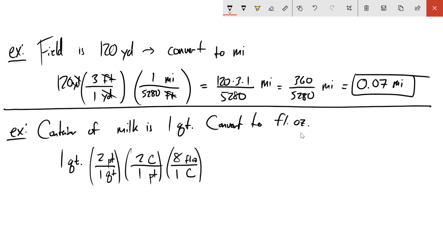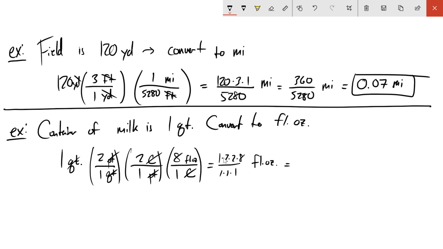So you can go multiple steps within one conversion. We can see quarts cancel out in your first multiplication, pints cancel out in your second multiplication, and cups cancel out in your last multiplication. The only unit left is fluid ounces. On the numerator, we have 1 times 2 times 2 times 8, and the denominator is just 1 times 1 times 1. So this one ends up being all multiplication. No division needed for this one.